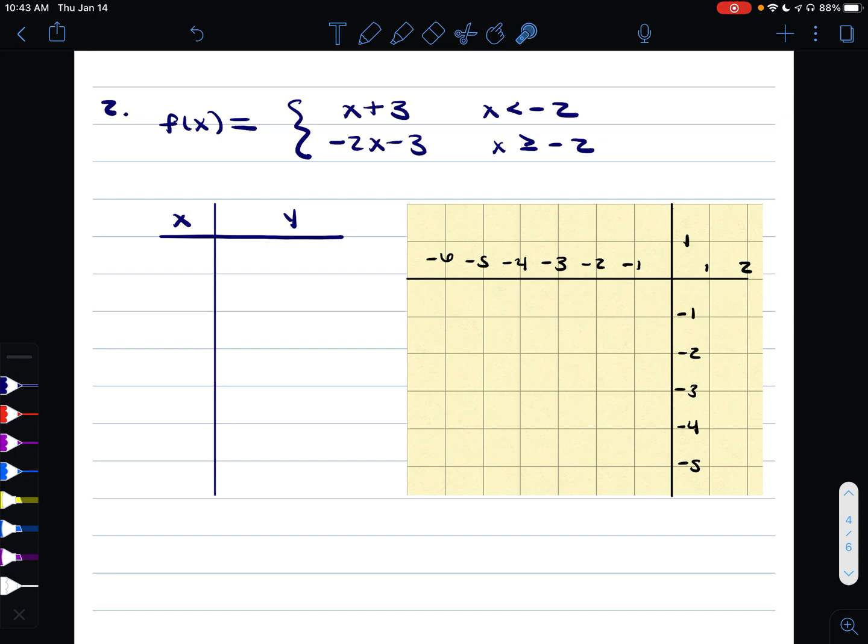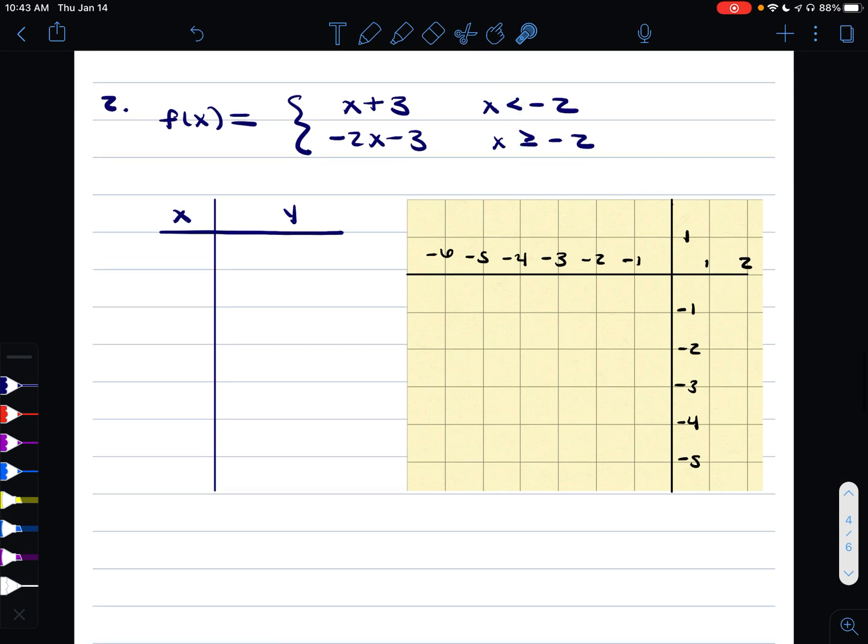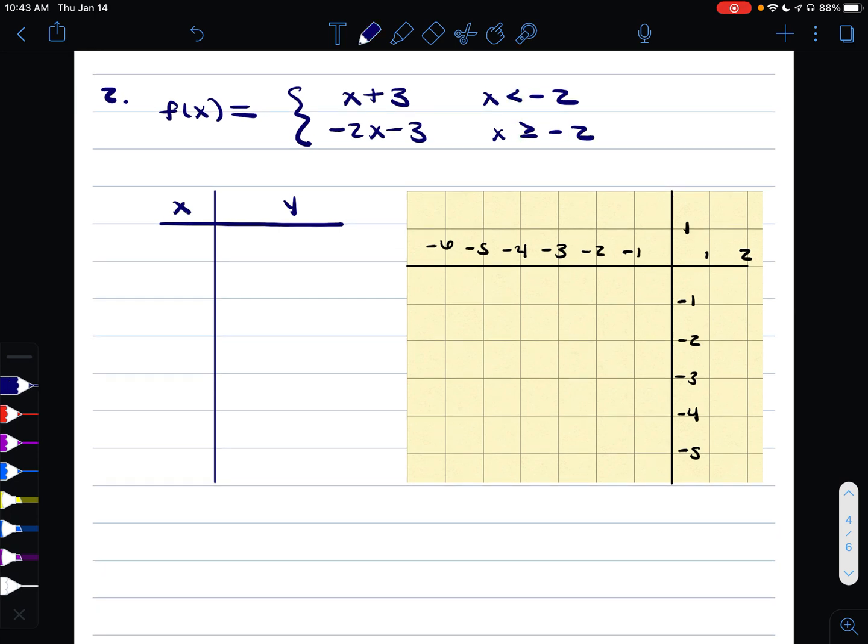So again, this point where our function switches from one equation to the next at -2, I'm going to go ahead and place that in the middle of my table of values. And I want to pick a few x values to the left of -2, and a few x values to the right of -2. So I'm going to go -5, -4, -3 on the left, and -1, 0, 1 on the right.